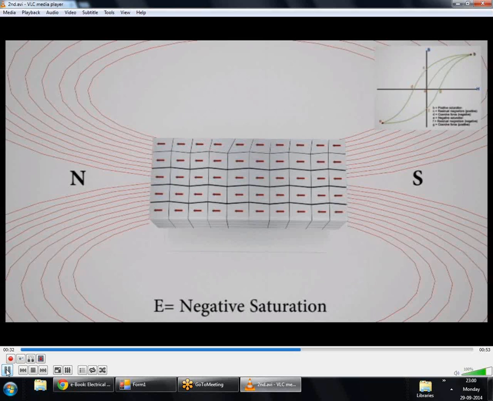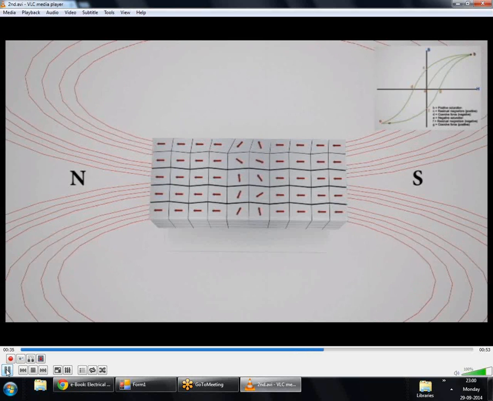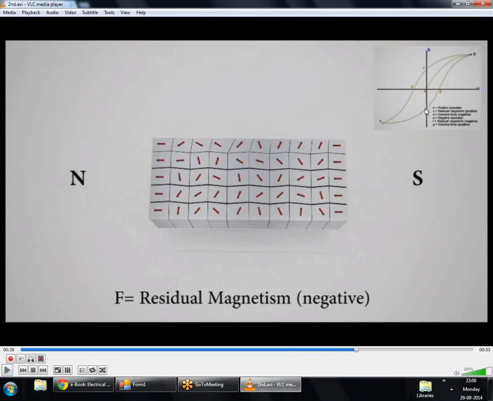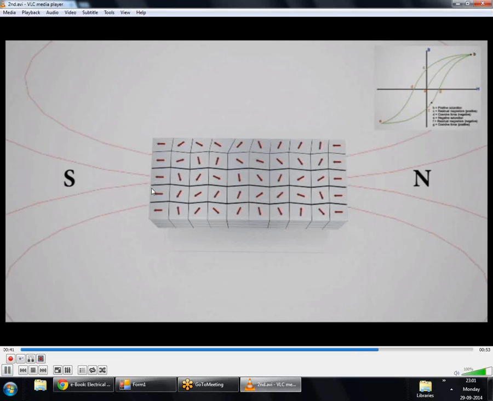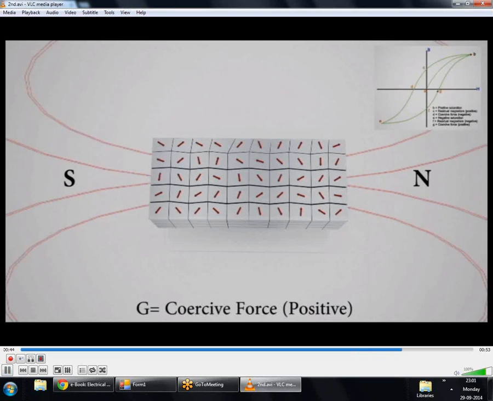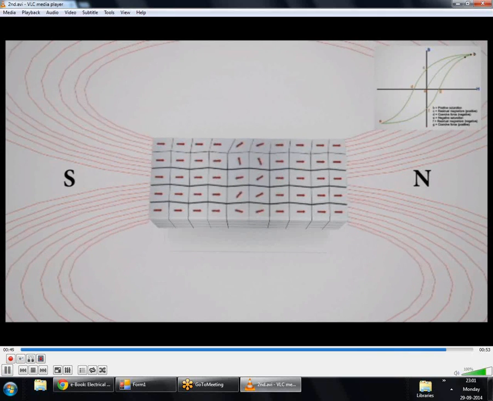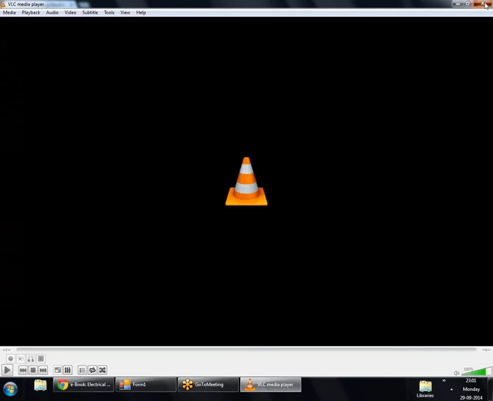And then again, once we start to decrease the applied magnetic field, there would come a point where the applied field is 0, but there are still some grains which are oriented in a specific direction, and the material has some residual magnetism. Okay, and then this process continues. So if we keep on increasing and decreasing the magnetic field, then the material will keep on traveling on the hysteresis loop. So this is about the hysteresis loop.